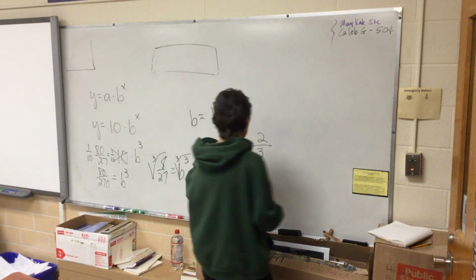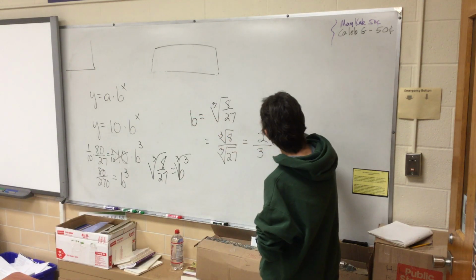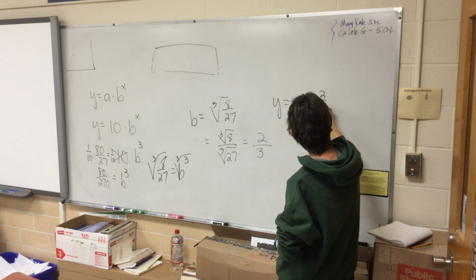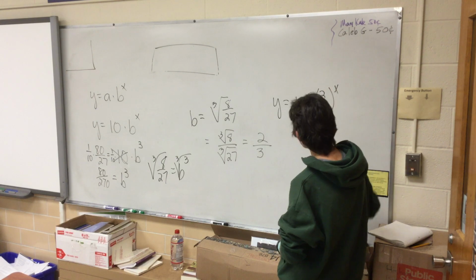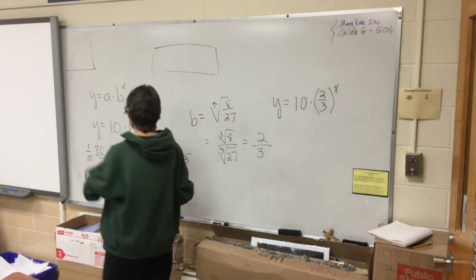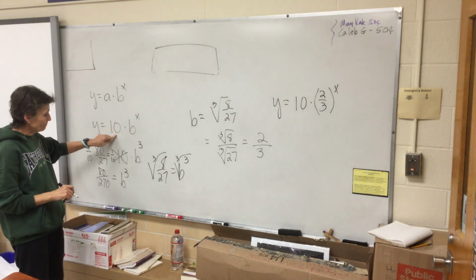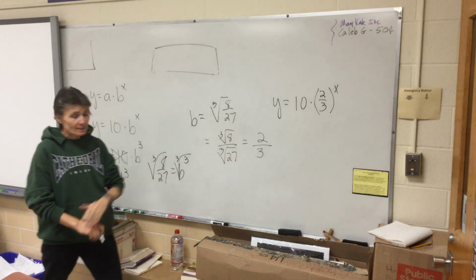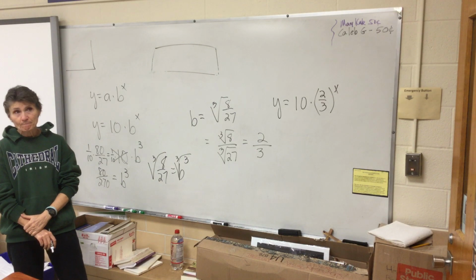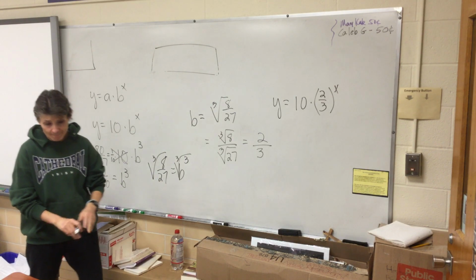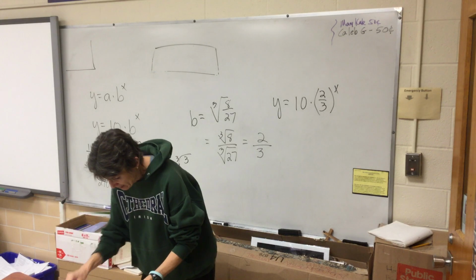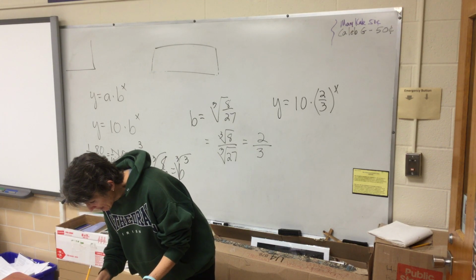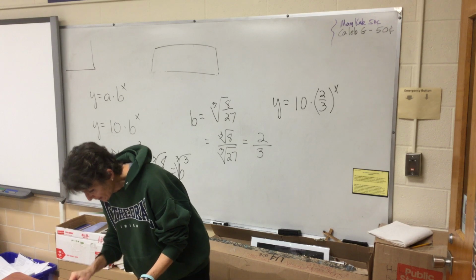Don't get excited and stop. You still have to write your equation. So your equation is y equals 10 times 2/3 to the xth power. Because we already knew the a was 10, and we just did all this work and figured out that the b is 2/3. Okay, anybody have a question about that?